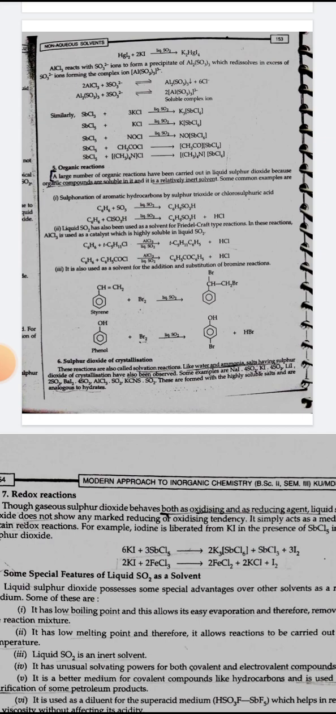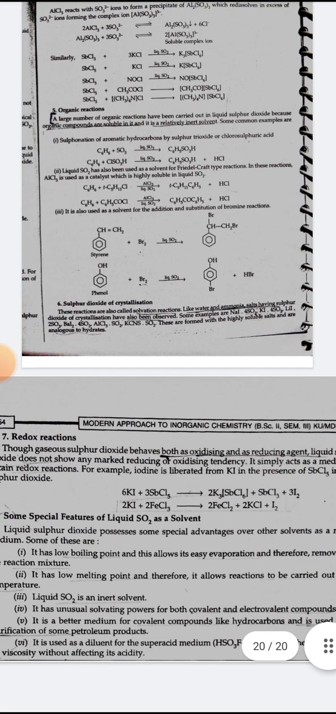Organic reactions. A large number of organic reactions have been carried out in liquid sulfur dioxide because organic compounds are soluble in it and it is a relatively inert solvent. Sulfonation of aromatic hydrocarbons by sulfur trioxide or chlorosulfuric acid: C6H6 plus SO3 to give C6H5SO3H, C6H6 plus ClSO3H to give C6H5SO3H plus HCl.